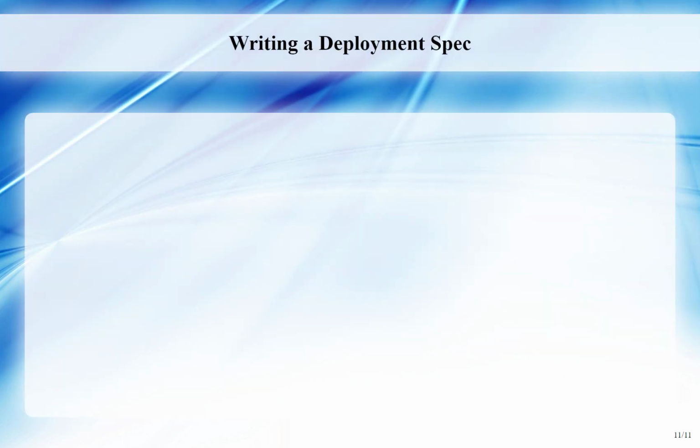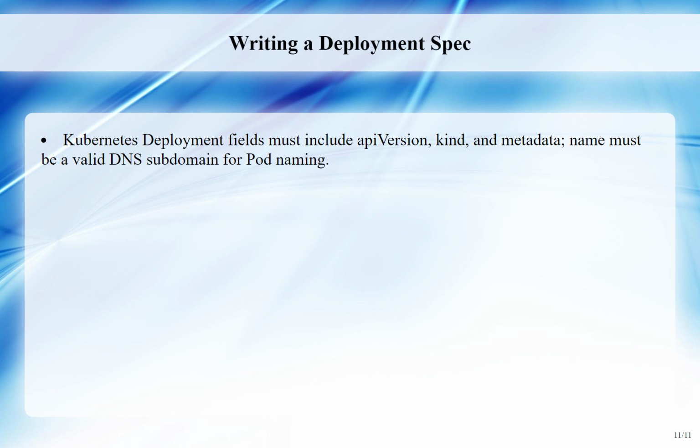Writing a deployment spec. A deployment in Kubernetes requires specific fields such as API version, kind, and .metadata. The metadata.name of a deployment is used as the basis for naming new pods created by the control plane and must be a valid DNS subdomain value.